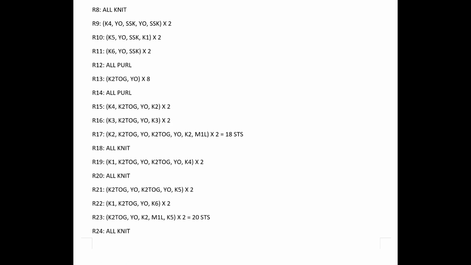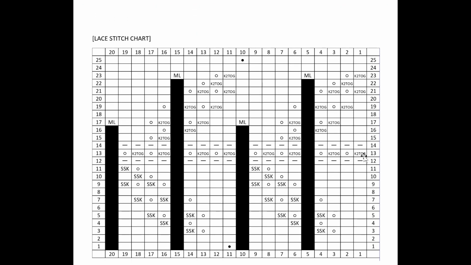I have just a written pattern. And right here, row number 17, at the end, make 1 left, increasing. Sometimes you encounter a pattern with just a chart, and you don't want to give up. That's because you don't understand what no stitch means. But from now on, you can actually knit with just a chart. All right? So let's move on to actual knitting.